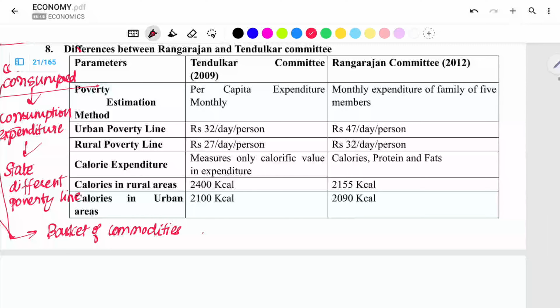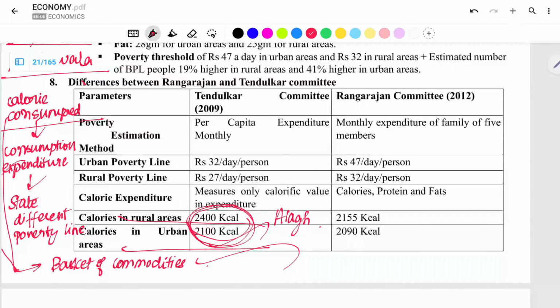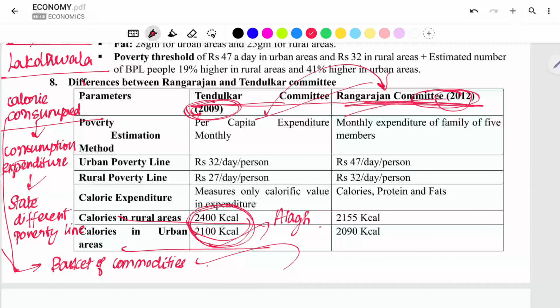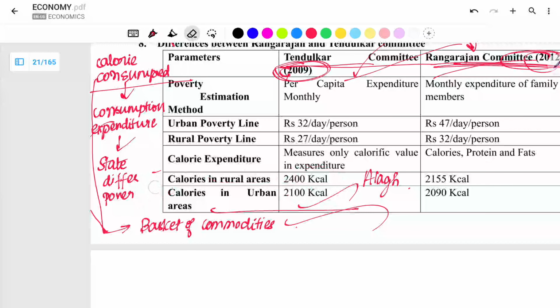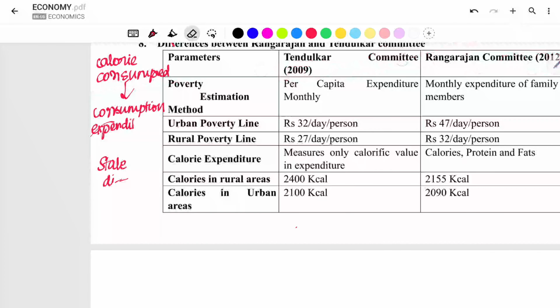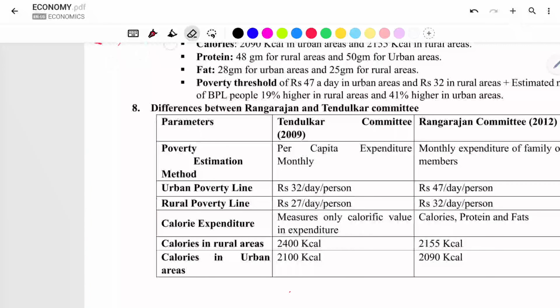Now, Tendulkar is using Alagh's, right? This is what the Alagh committee has told. Tendulkar has used the same, right? Tendulkar is 2009. So, Rangarajan is 2012. Therefore, we will be saying that Rangarajan is somehow advanced compared to Tendulkar, right? Tendulkar and Rangarajan. Now, first when we are going for the Tendulkar. Now, the final thing is Tendulkar, Saxena, Rangarajan. And we are going to complete the poverty estimation in India.